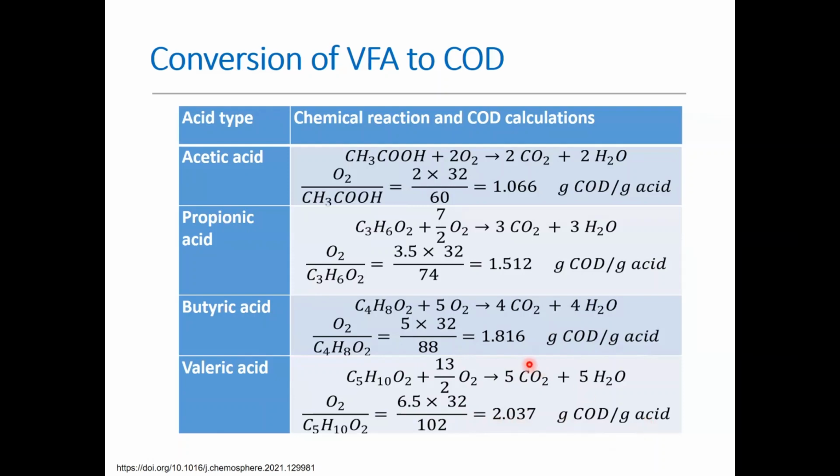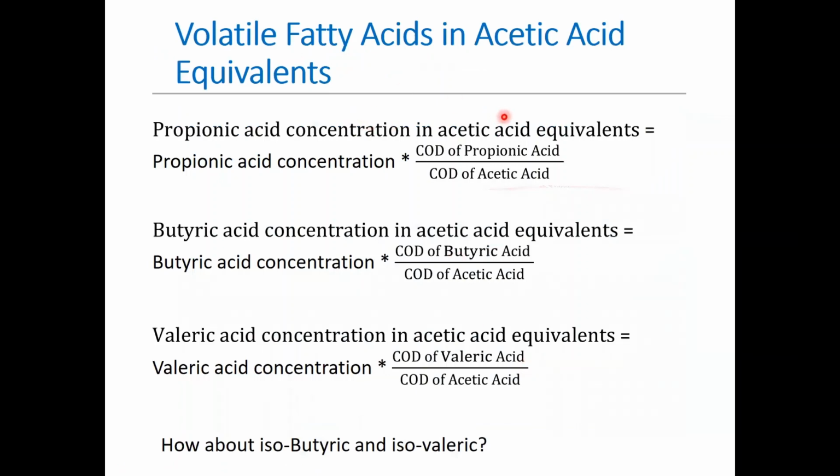Okay, so now to convert all of these volatile acids other than acetic acid to acetic acid equivalent. For example, if we have a concentration of propionic acid, we have to multiply it by the COD equivalent of propionic acid divided by the COD equivalent of acetic acid. Which means that propionic acid concentration in acetic acid equivalent is equal to propionic acid concentration times COD of propionic acid divided by COD equivalent of acetic acid.